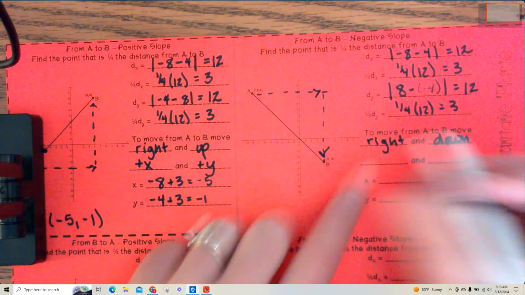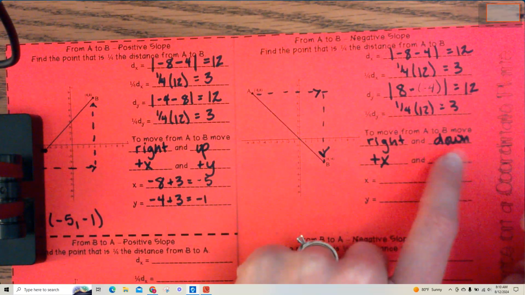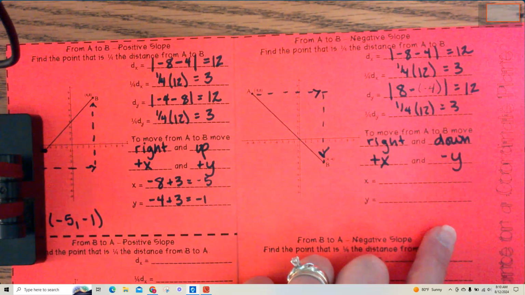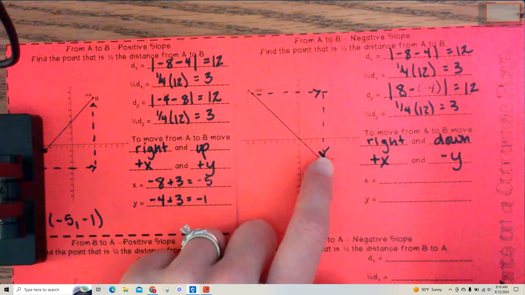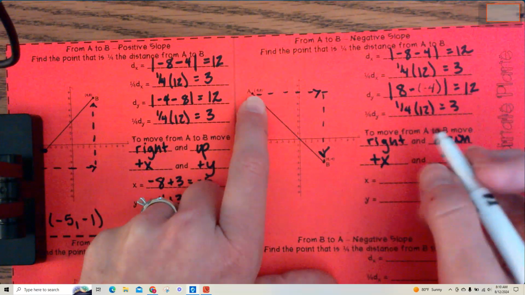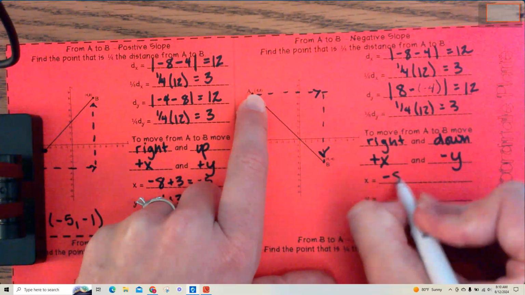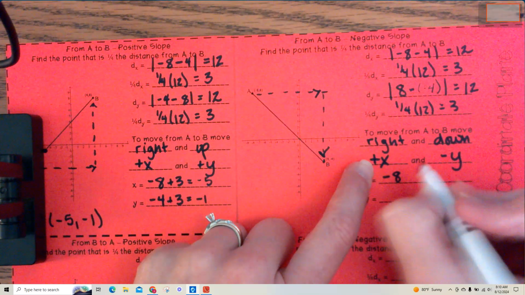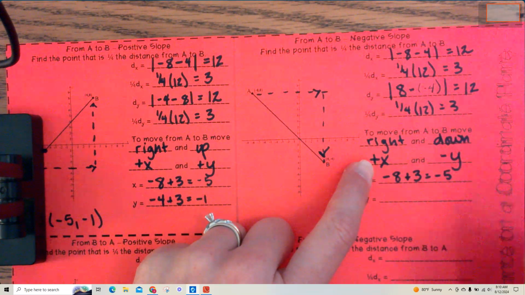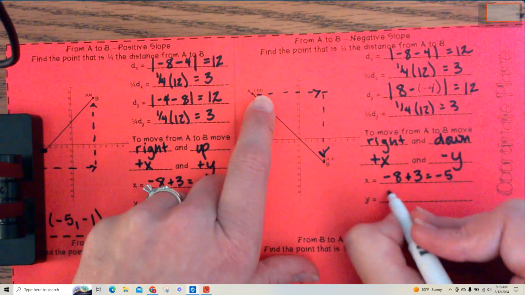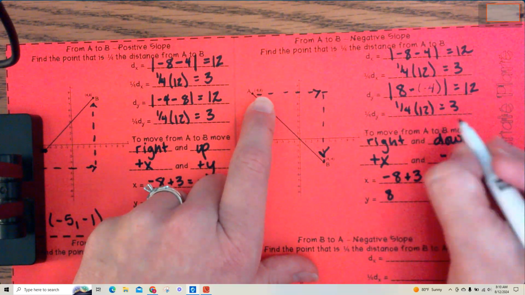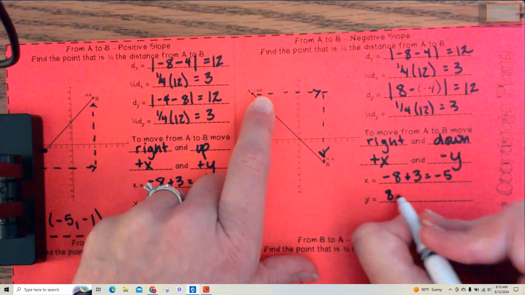So if we move right, that's a positive x, but if we move down, that's a negative y. Okay, from A to B. So the x distance: we're starting at negative 8, and we're going to add the change in the distance. Add 3. So that's negative 5. Take the y coordinate, but this time we're going down, so we're going to have a negative y. We need to subtract that 3.